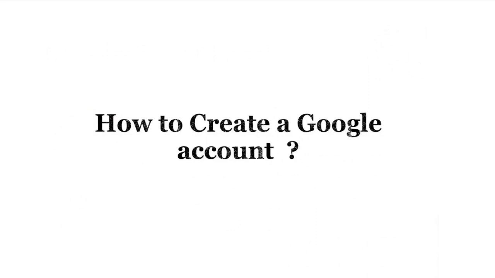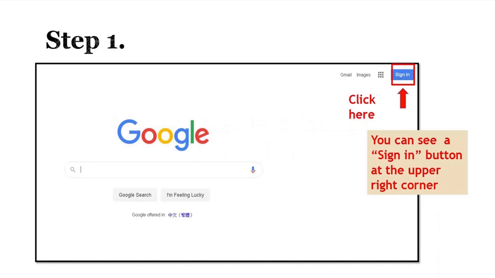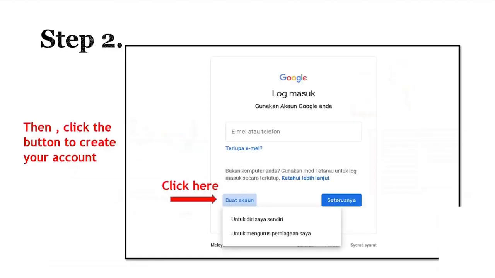Next, I will teach you how to create a Google account. First, open your Google Chrome and go to the web app. You can see a sign in button at the upper right corner. Just click it. Then click the button right here to create your account. You should choose the first option, which is only for you to use.